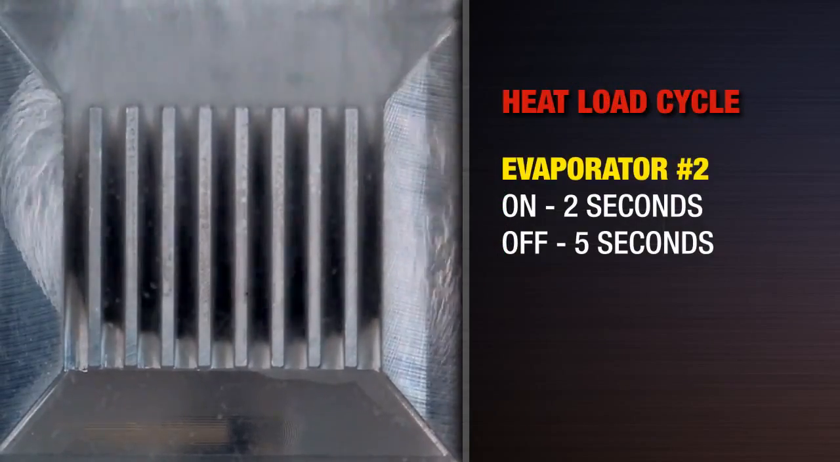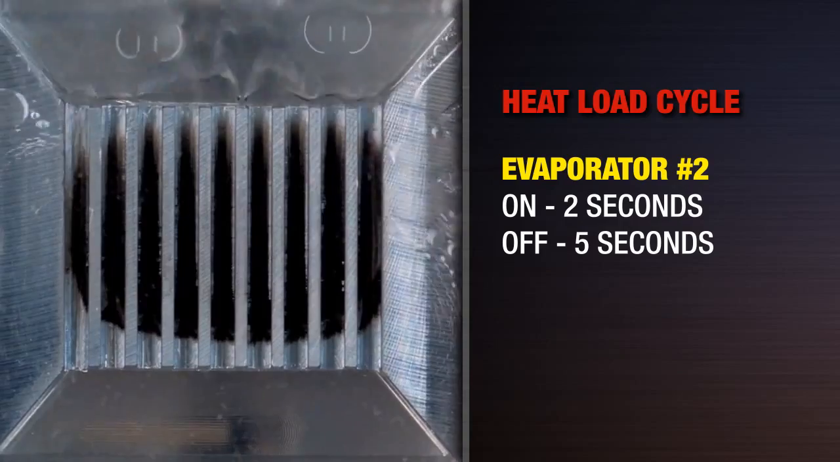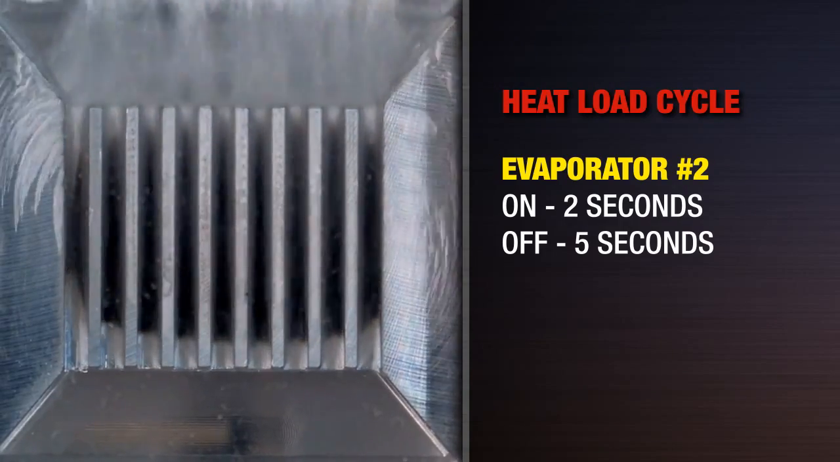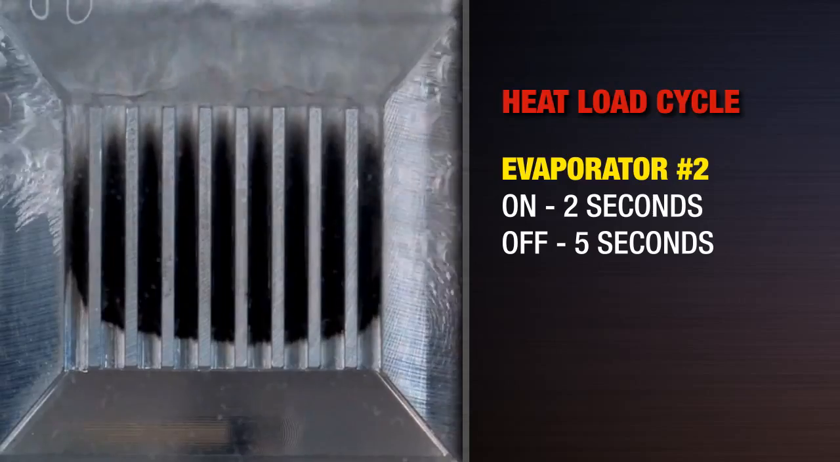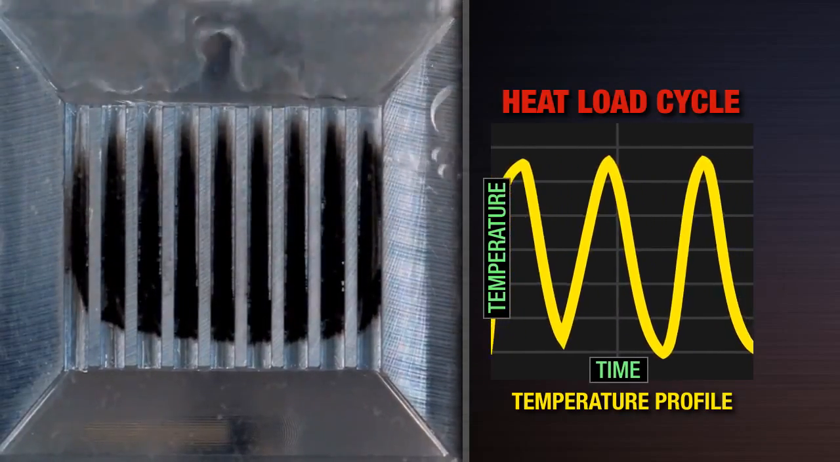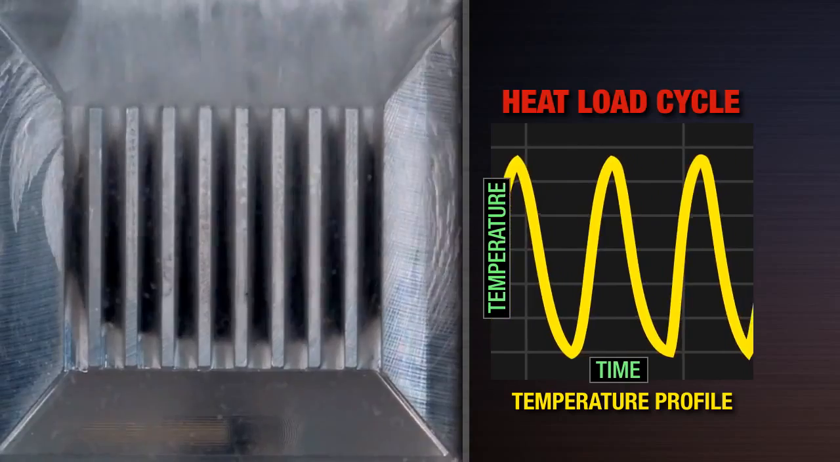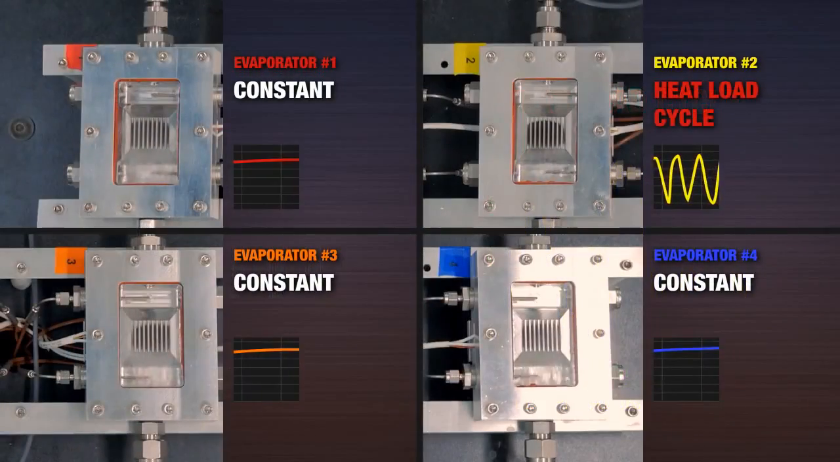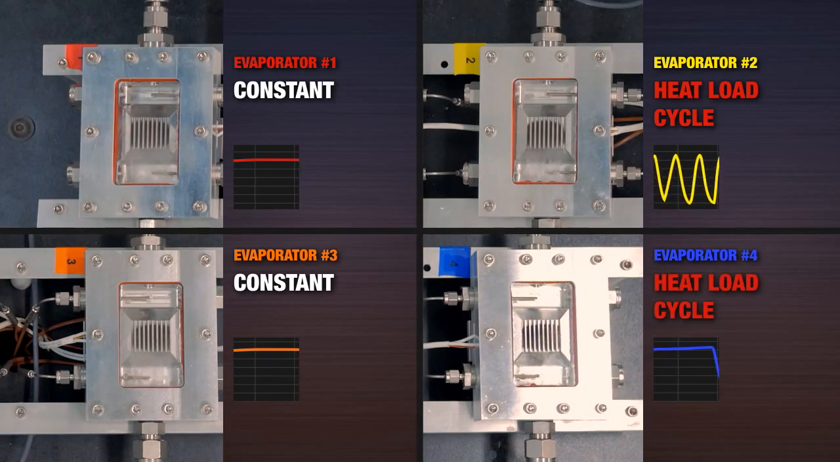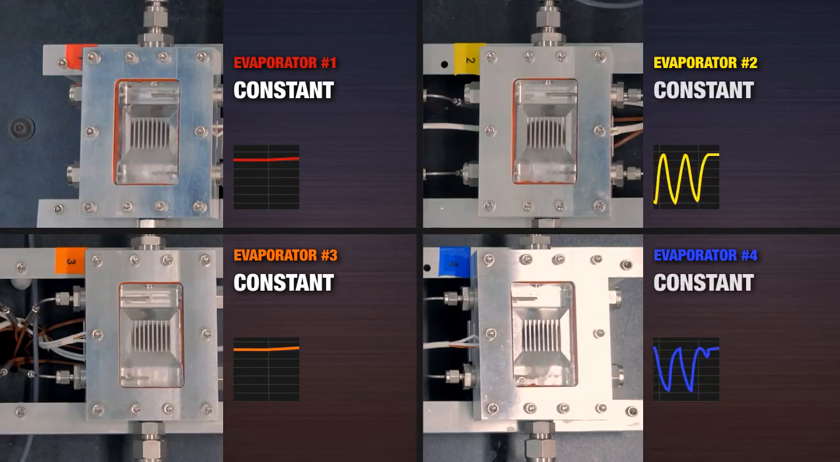Now we begin to cycle the heat load on evaporator number 2. The heater is turned on for 2 seconds and off for 5, simulating a variable heat load. You can observe that flow boiling at evaporator 2 becomes staggered and erratic as the temperature drops below the boiling point of the refrigerant. However, the performance of the other 3 evaporators remains stable. We will now begin to cycle the heat load on evaporator 4 in a similar way as evaporator 2. Again, we see erratic boiling at both 2 and 4, but flow rate, temperature, and boiling remain constant for 1 and 3. Now we stop cycling the heat loads and see that all 4 evaporators are stable with constant heat load.